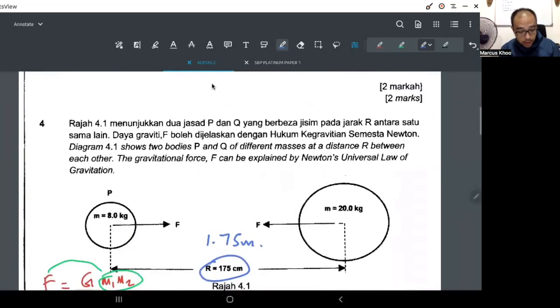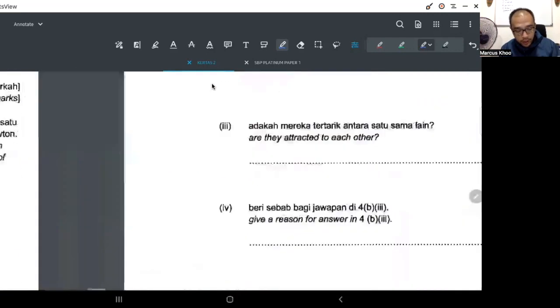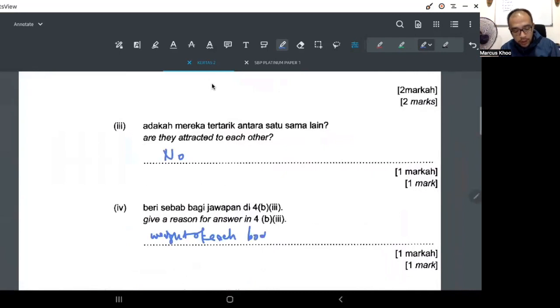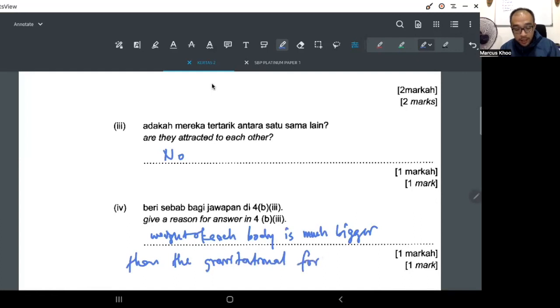So you can say because the weight of each body is much bigger than the gravitational force. Maybe you want to say way bigger, doesn't matter, but that's the idea.